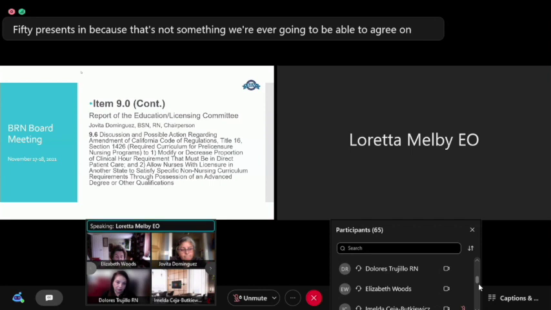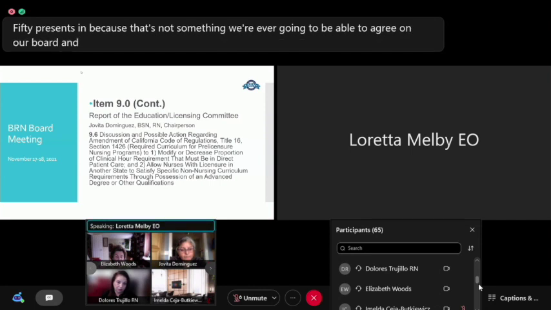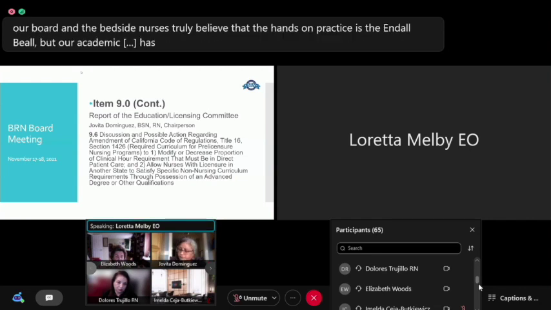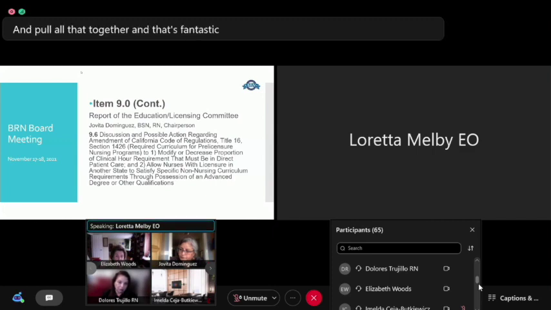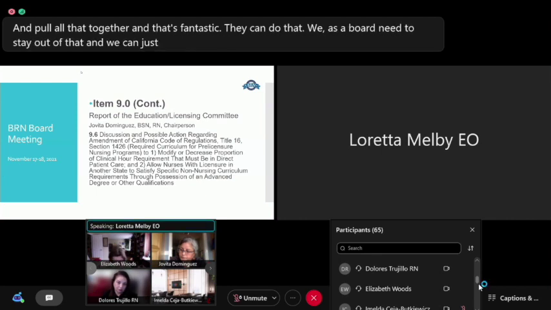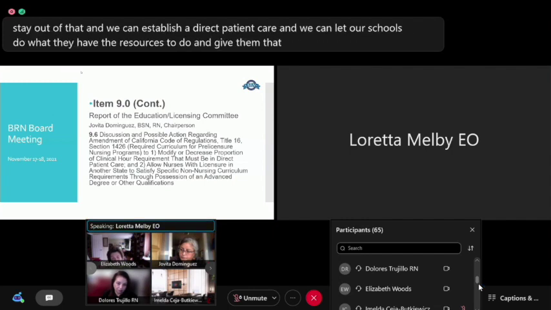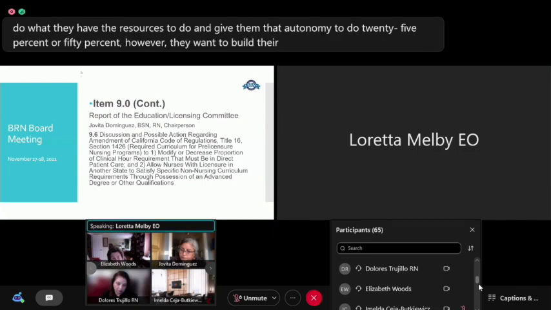Our board and the bedside nurses truly believe that the hands-on practice is the end-all be-all. But our academicians have an amazing point, and that is that simulation complements. Simulation helps them pull all that together, and that's fantastic. They can do that. We as a board need to stay out of that, and we can establish a direct patient care, and we can let our schools do what they have the resources to do and give them that autonomy to do 25% or 50%, however they want to build their faculty loads and however they want to build their curriculum to accommodate.